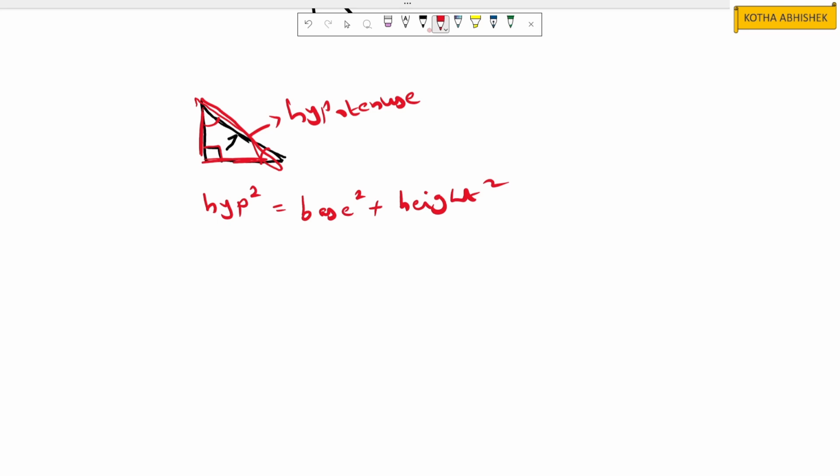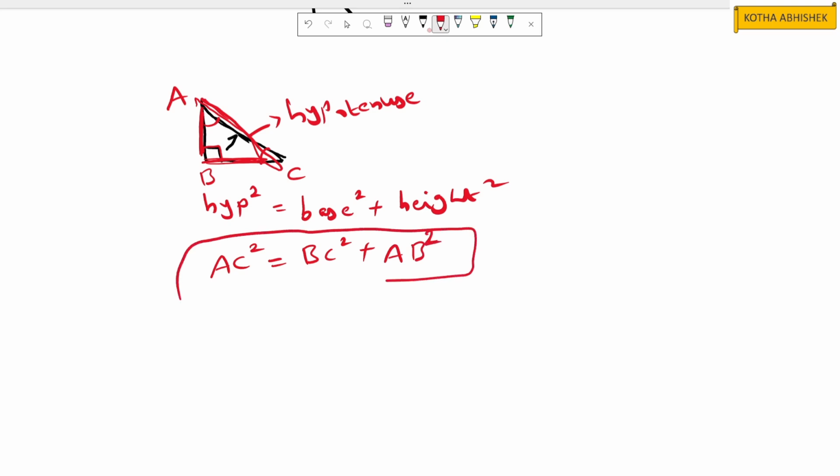The same, if we go with alphabets like triangle ABC, then here the hypotenuse is AC. So hypotenuse square, AC square, equals base BC square plus height AB square. So AC square equals AB square plus BC square. This is exactly the Pythagoras theorem. And how we are going to use this formula to solve further problems, let us check once.